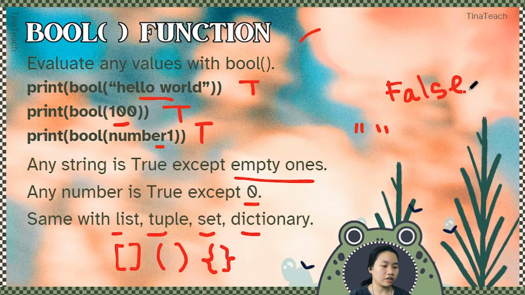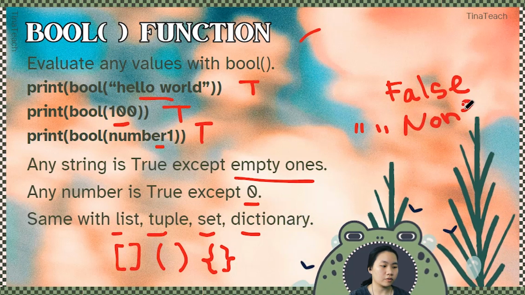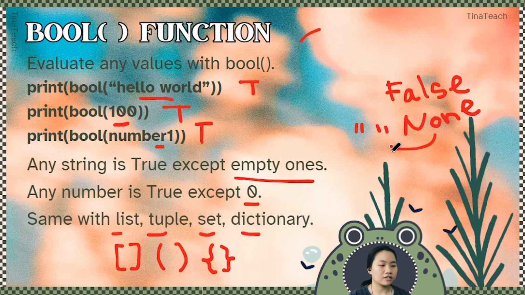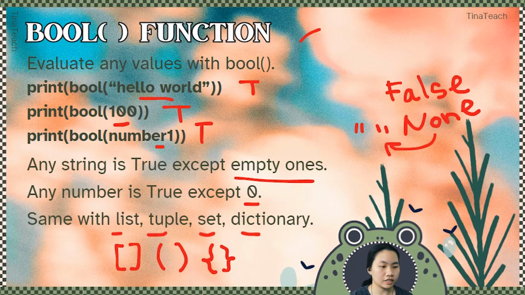And then we have another value called None. It also evaluates into false because None really does match up with the concept of empty, okay? I hope that you understand that.